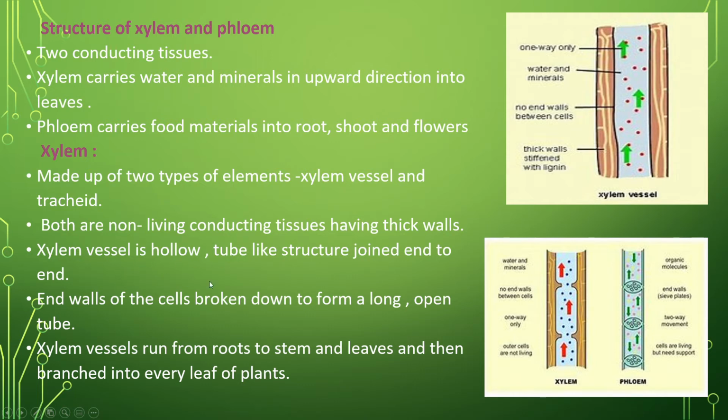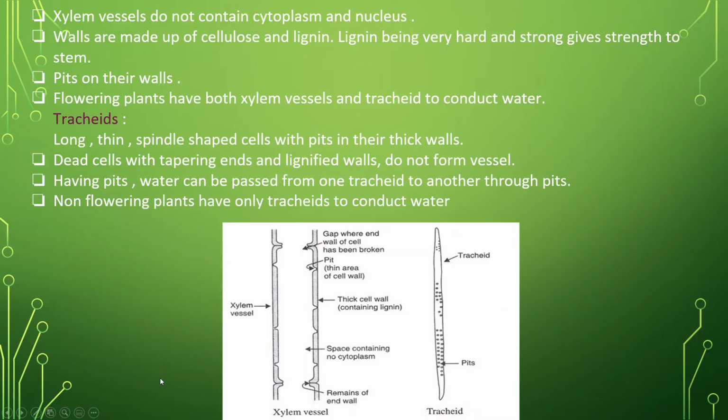And xylem vessel is a hollow tube-like structure joined end to end, and end walls of the cells are broken down to form a long open tube. And xylem vessels run from roots to stem and leaves and then branch into every leaf of plants.